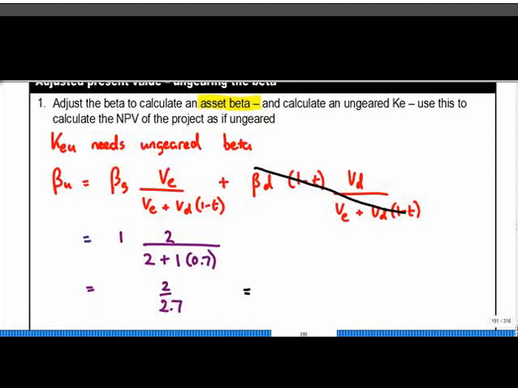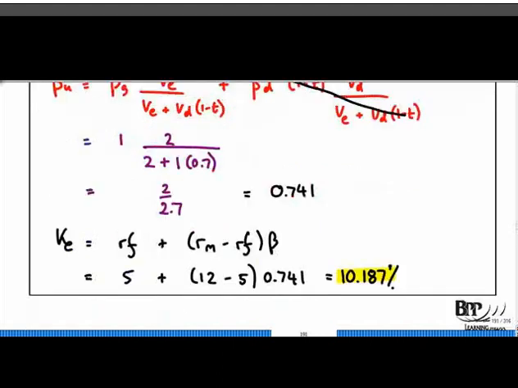And now that I've got my ungeared or asset beta, I can put it into the capital asset pricing model. And that gives me a cost of equity of 10.187%. And because I've used an ungeared beta, it's an ungeared cost of equity. That's the rate that I'm going to use to discount my project. And that's very important in APV, to ignore the debt to start with. So now, taking that discount rate of 10.187%, I can discount the project.